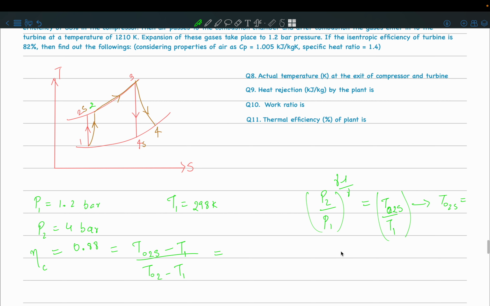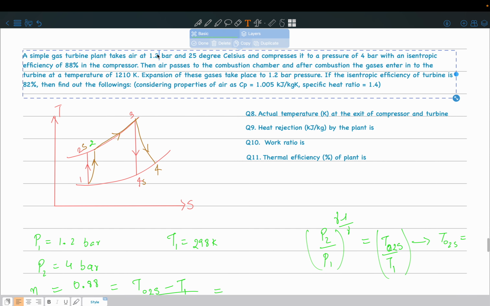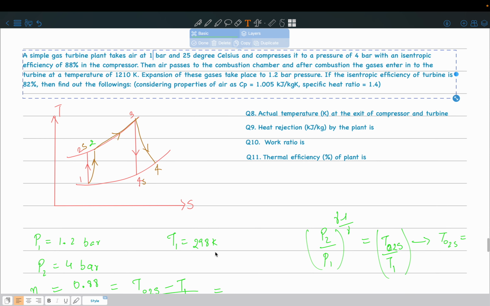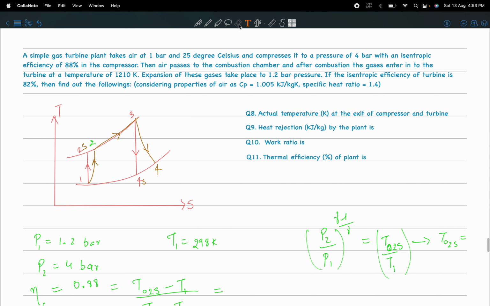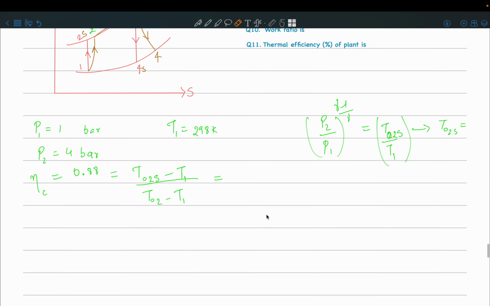Right. Yeah, so there's a mistake here in the solution, so I'll probably have to change the question then. Let this be 1 bar, because otherwise all the other subsequent answers will become wrong. Yeah, 443 Kelvin approximately, right? So T02S is 443 Kelvin.